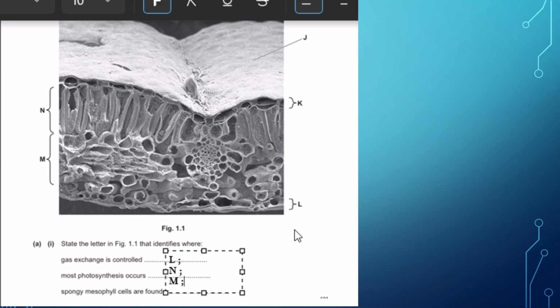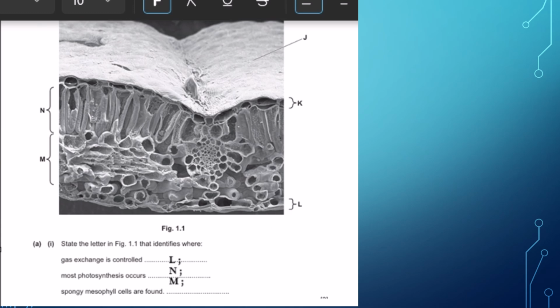That's where we have the openings. Most of the photosynthesis occurs up in M, up in the palisade mesophyll, and further down we can see the spongy mesophyll. So be aware that it's not just the diagrams you need to look at, but also the pictures in the book.